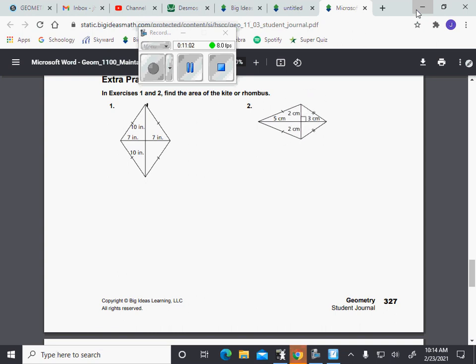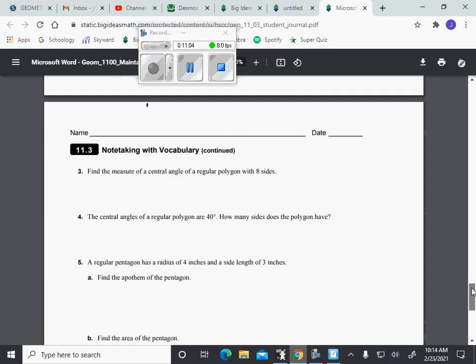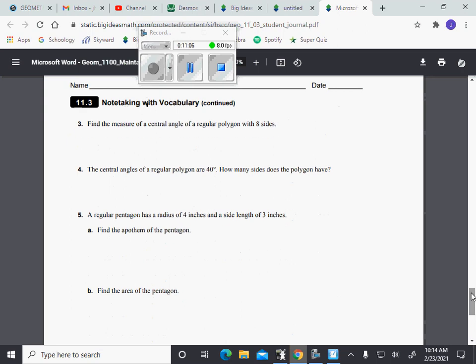Okay. Now, getting into more challenging problems here. Find the measure of the central angle of a regular polygon with 8 sides. Okay, so 8 sides. We have 1, 2, 3, 4, 5, 6, 7, 8, something like that. We want to find this angle here. How do we do that?